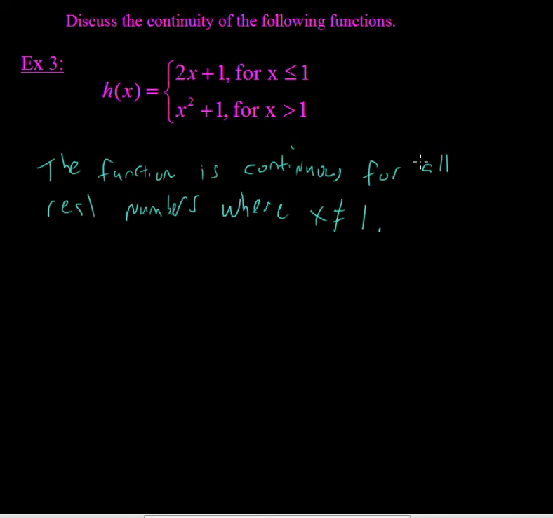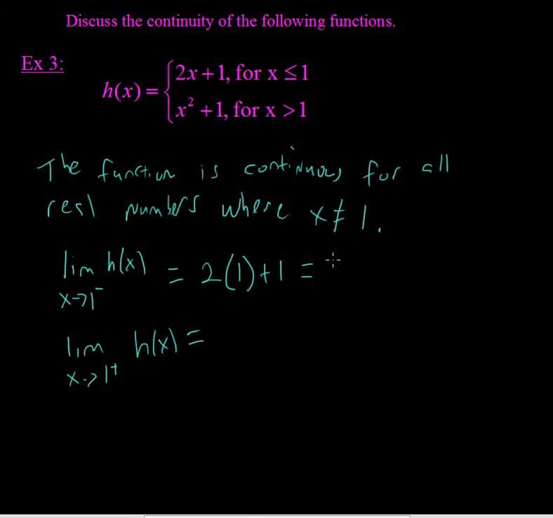Okay, now we don't know if it's continuous at 1 or not. I should have checked that before I started writing the sentence. So what we need to do is we need to take the limit of h of x as x approaches 1 from the left, and I need to take the limit as x approaches 1 from the right. So for the left, that's less than 1, so that means it's going to be equal to 2 times 1 plus 1, which is equal to 3. From the right, you're going to put in 1 squared plus 1, because it needs to go in the bottom one, and that's equal to 2. So notice the limit from the left does not equal the limit from the right.